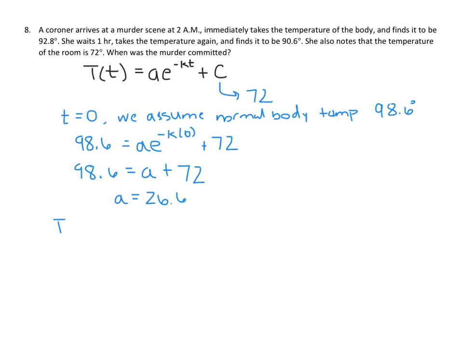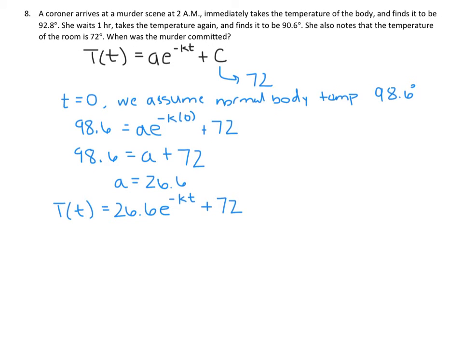So now we can update our equation here. We have capital T of lowercase t is equal to 26.6 e to the negative k times t plus 72. So now we need to find k. Well, we have two temperature readings. We are told that when the coroner shows up, the temperature of the body is 92.8 degrees. And then 1 hour later, the temperature has dropped to 90.6.